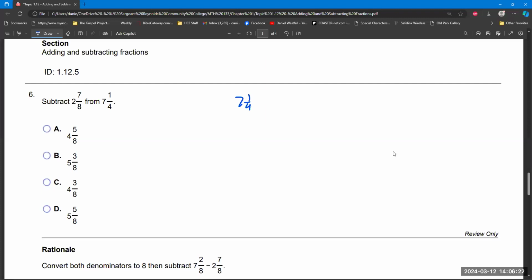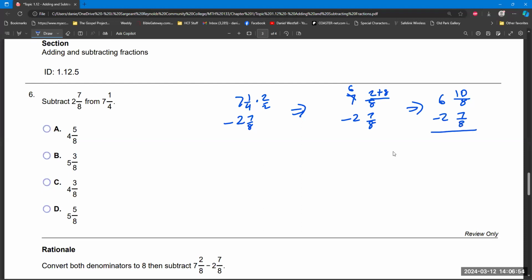7 1/4 minus 2 7/8. We're going to multiply by 2 over 2 to make a common denominator of 8. 7 2/8 minus 2 7/8. I can't subtract 7 from 2 without borrowing. So make that a 6, and this is 2 plus 8 over 8. It's going to be 6 10/8 minus 2 7/8. 10 minus 7 is 3. 6 minus 2 is 4. 4 and 3/8.